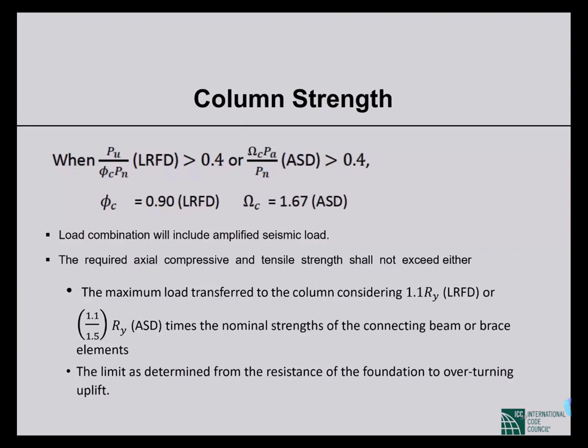So here we are talking about the strength of beam and brace. We want the hinge to form in the beam or the brace, not in the column. So the maximum load transferred to the column from the beam should be restricted to these values. The limit is determined from the resistance of the foundation to overturning uplift, and the applied load must be such that the overturning doesn't occur. Okay. So these are basic things.